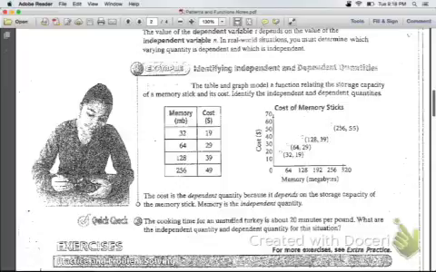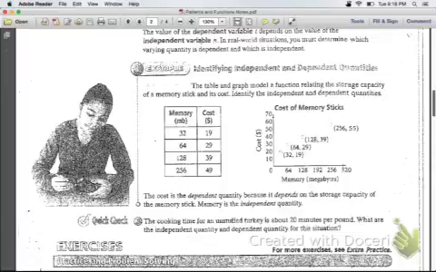So let's take a look at this a little bit better and get it in focus. The table and graph model a function relating the storage capacity of a memory stick and its cost, identify the independent and dependent. So the cost is dependent because it depends on the storage capacity of the memory stick, and memory is independent. So let's try the quick check. The cooking time for an unstuffed turkey is about 20 minutes per pound. What are the independent quantity and the dependent quantity in this situation?